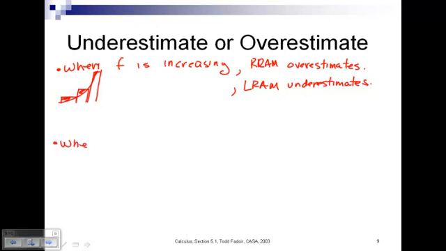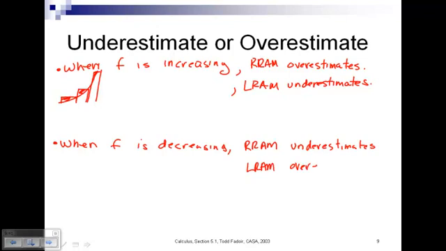Guess what? When f is decreasing, it switches. RAM underestimates, and LRAM overestimates. Now, why is that so?